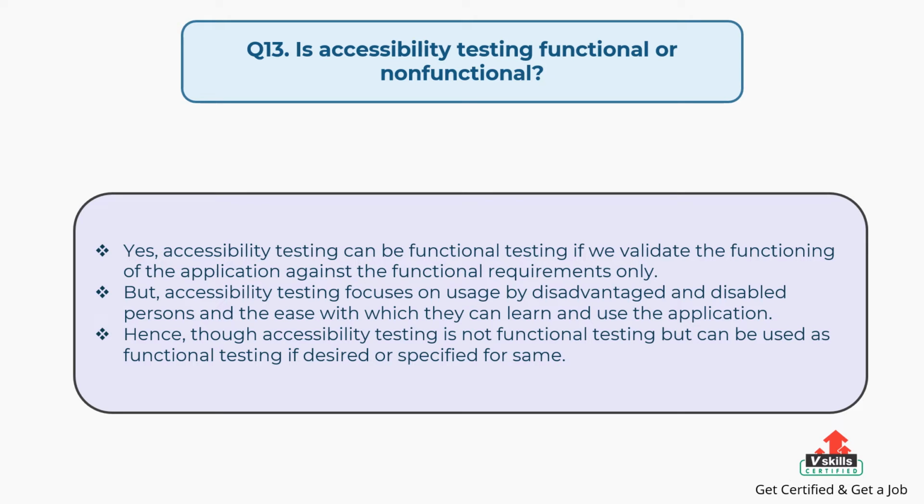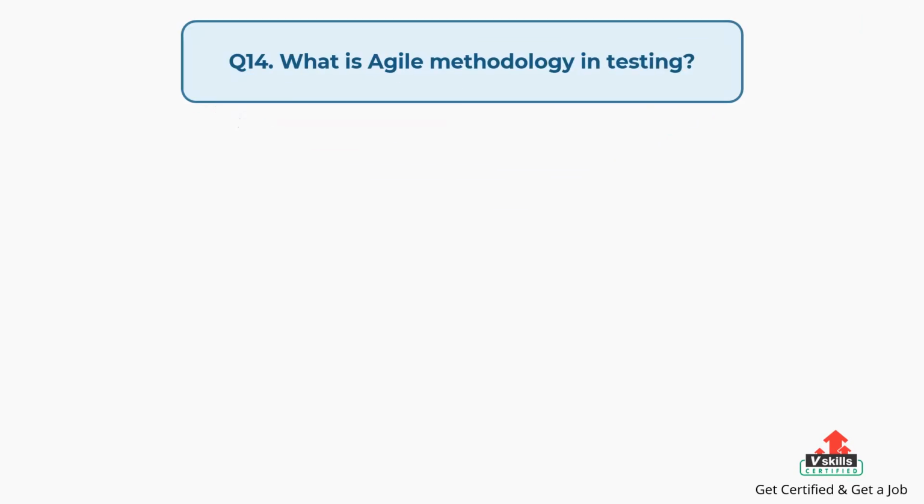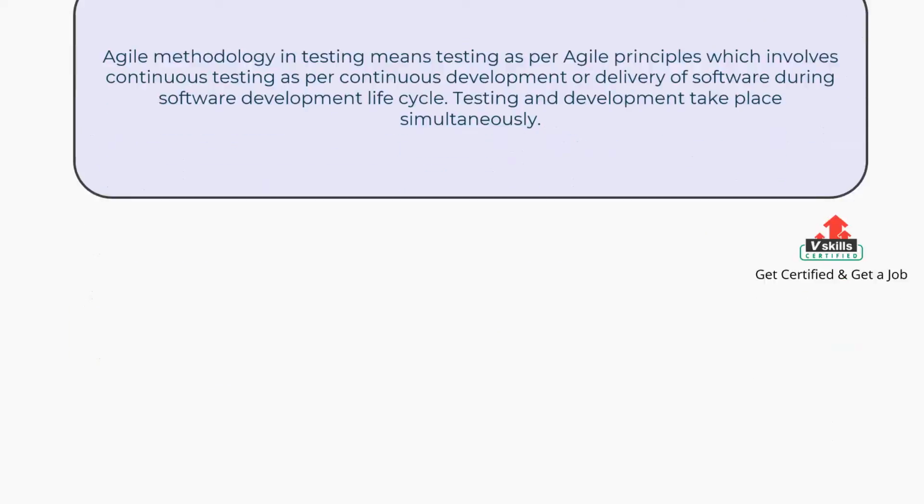Hence, though accessibility testing is not functional testing, it can be used as functional testing if desired or specified for the same. Question number 14. What is Agile methodology in testing? The answer is Agile methodology in testing means testing as per Agile principles, which involves continuous testing as per continuous development or delivery of software during the software development life cycle. Testing and development take place simultaneously.